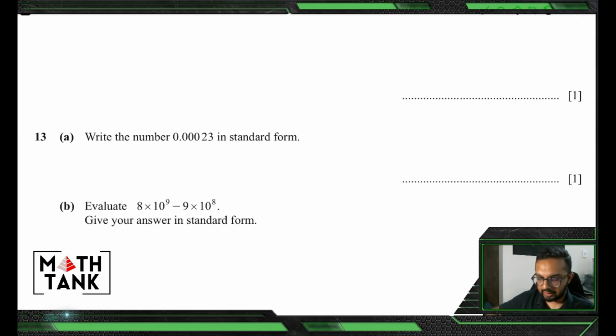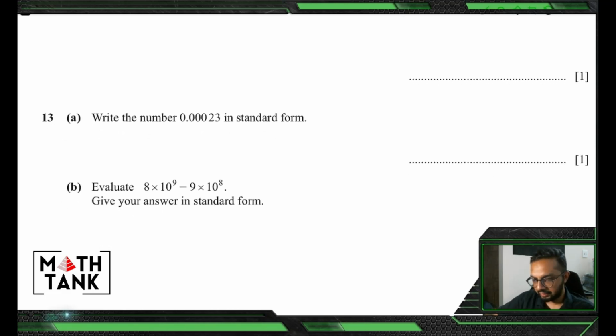Then I need to write this in standard form. So what I have to do is move the decimal place to the right. How many places do I have to move? Now notice that I can just write it as 10 power 0. I told you right now that moving it to the right will cause the powers of 10 to decrease. So how many powers will decrease? It's going to be a decrease of power 4, because I've moved 4 decimal places to the right.